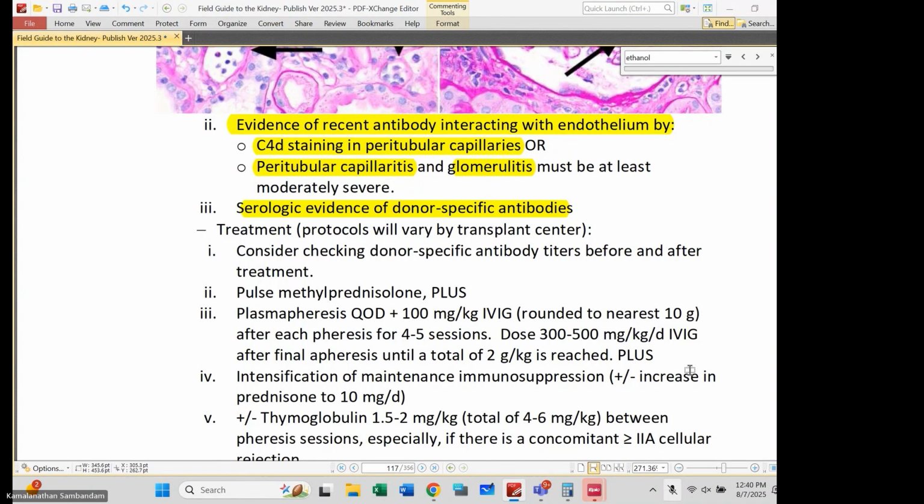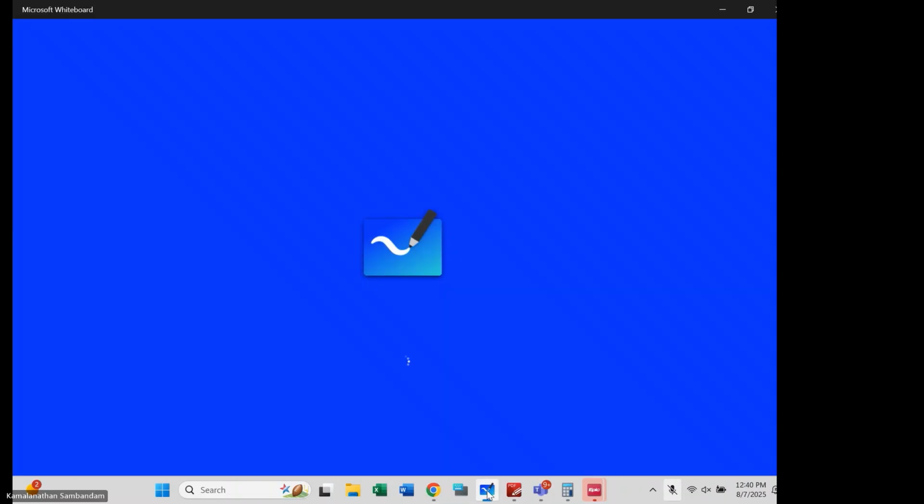Well, antibodies are not coming from the donor. They are coming from the recipient. What is specific about a DSA? How do you distinguish HLA antibodies from DSA?